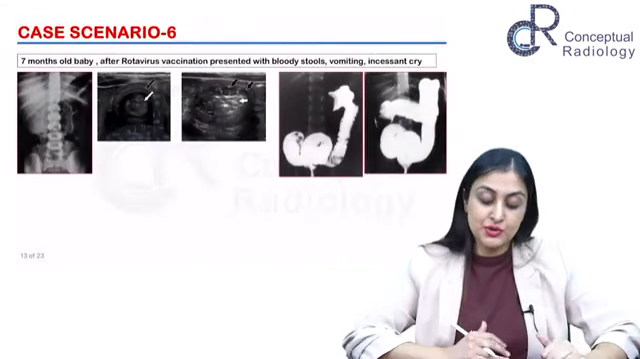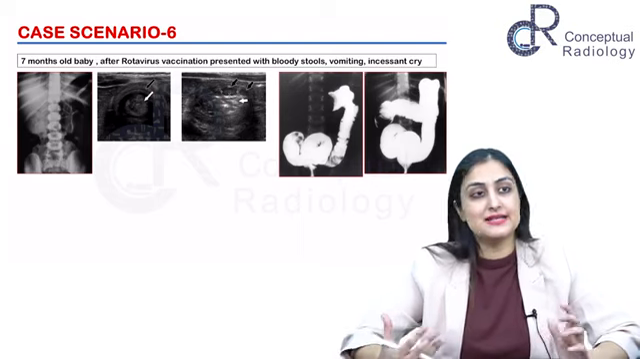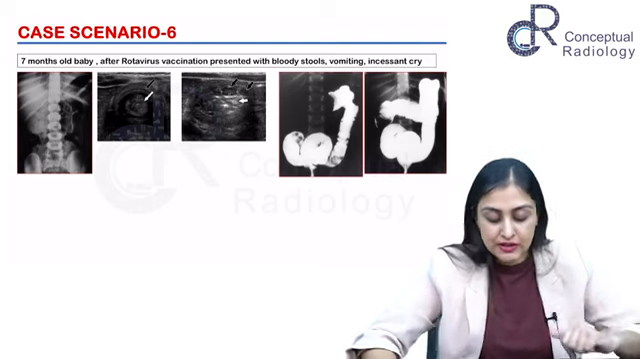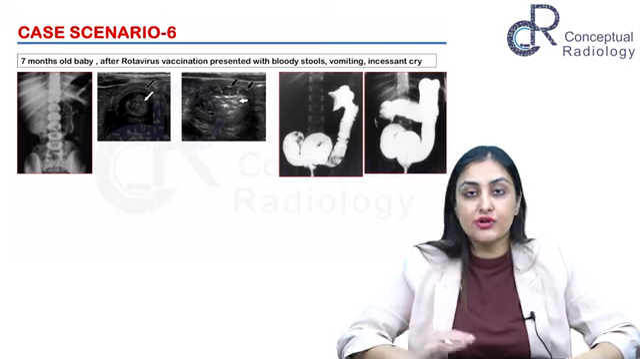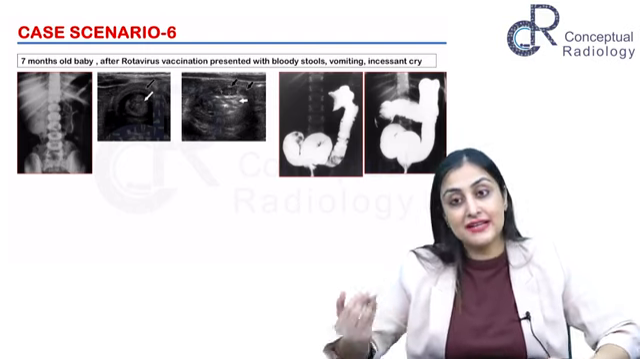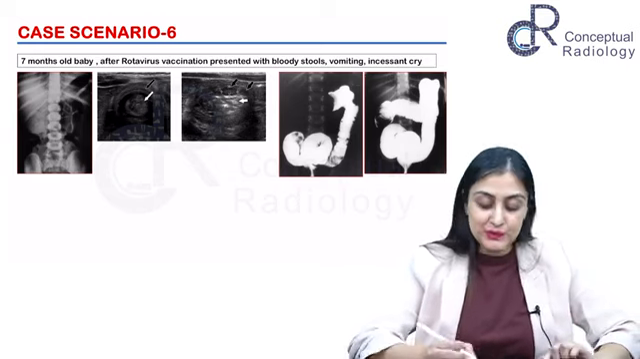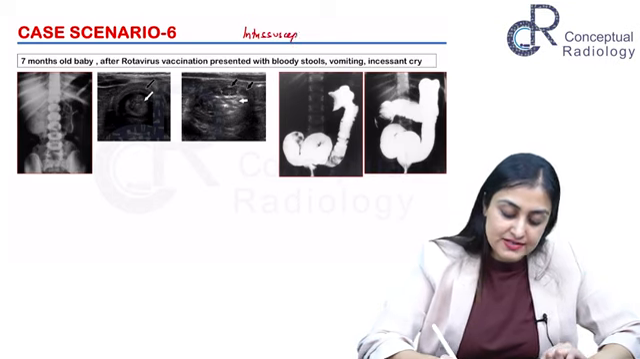Okay, now let's go to the next case scenario, something that you would most likely see in your residency at least once, if not more often. Here you have a child, a 7-month-old baby, with a very typical history after rotavirus vaccination, who comes to you with bloody stools, vomiting, and incessant crying. If it was an MCQ, I think all of you would get it correct. The moment we hear rotavirus, this is intussusception, right?